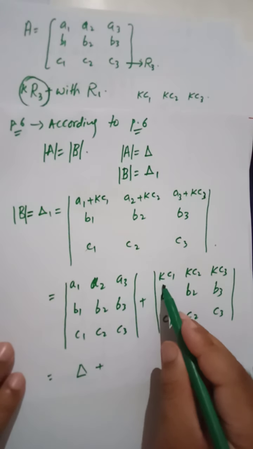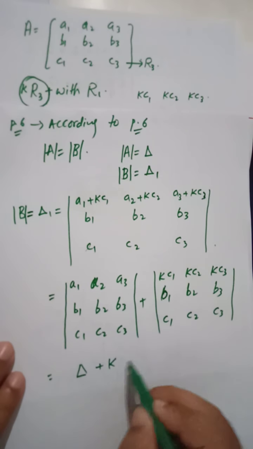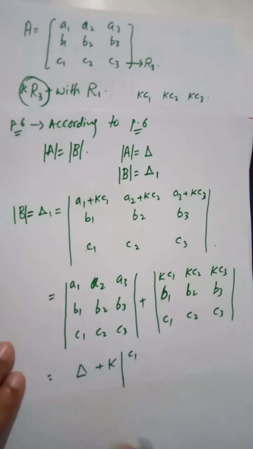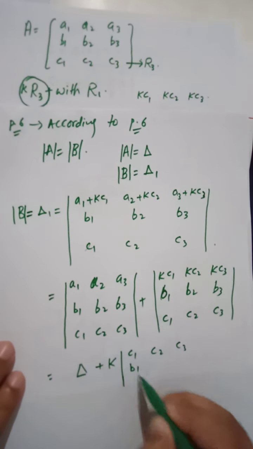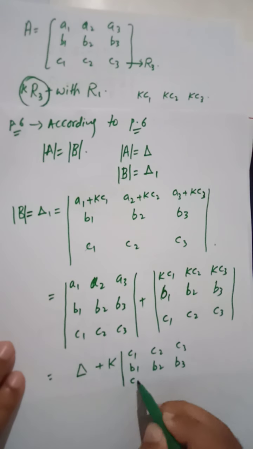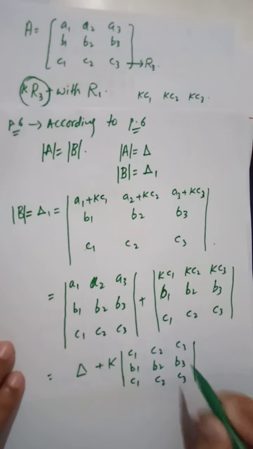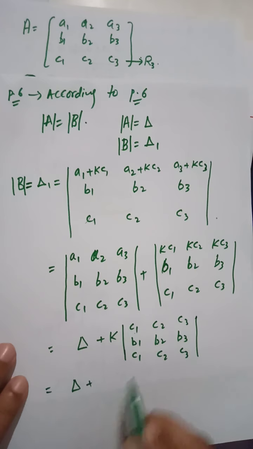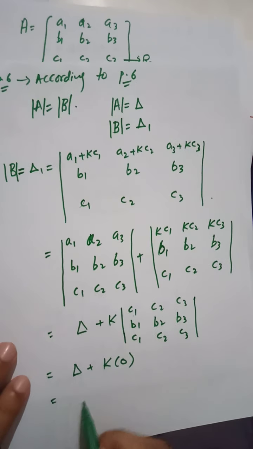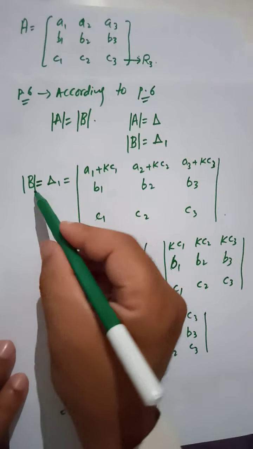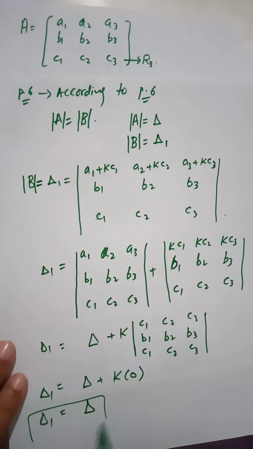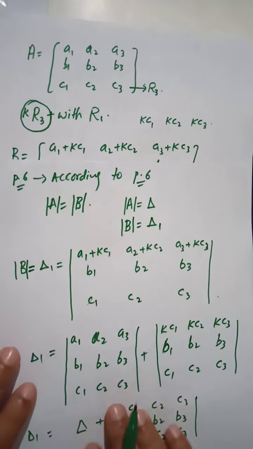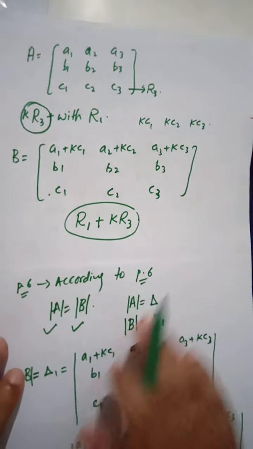Now I can take k common from row number 1. When k is written outside the determinant, what remains is C1, C2, C3, B1, B2, B3, C1, C2, C3. You see that this determinant has two identical rows. First row and third row are identical. So this determinant is equal to 0. So this is equal to delta, and the determinant of this matrix is delta 1. So delta 1 is equal to delta. It means that the determinant of matrix A is equal to the determinant of matrix B.